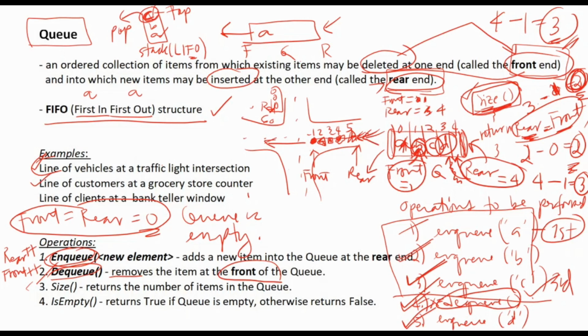Another is line of customers at a grocery store counter. So say this is the cashier. You have here queue of customers. We have here C1, C2, C3, C4, C5. The first customer to get in this queue, okay, so this is the front of the queue, and this is the rear of the queue. The first customer to get in the queue is the first to get out. The last customer to line up in the queue is the last to get out. Now, the same is true for line of clients at a bank teller window.